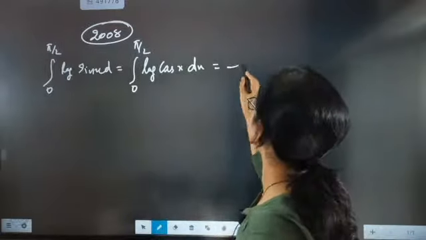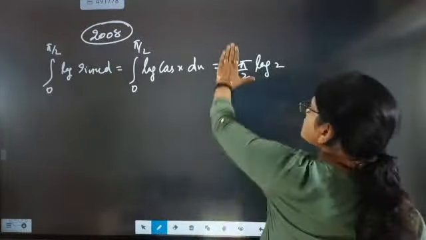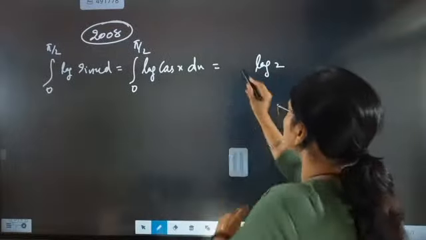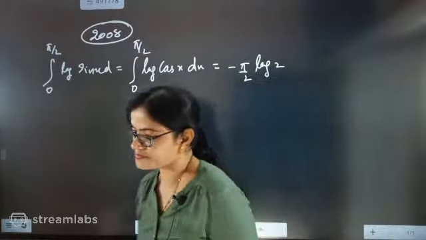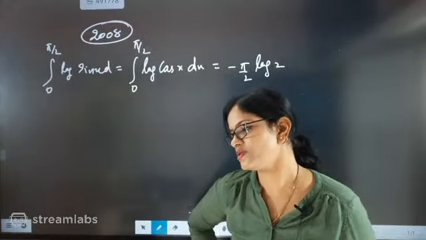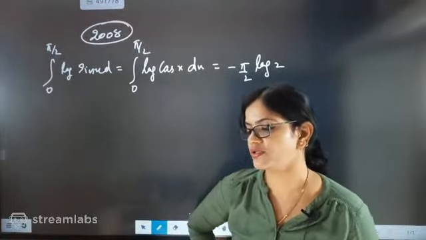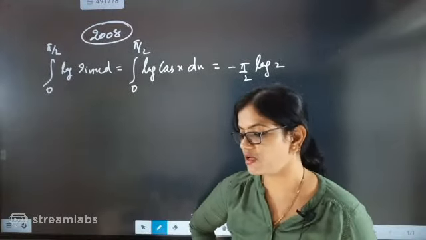will be equal to minus pi by 2 log 2. This is a very well known part. Try this question out. Minus pi by 2 log 2. To solve this question, this is really a very important question. I'm not joking, really a very important question. You cannot leave this section.